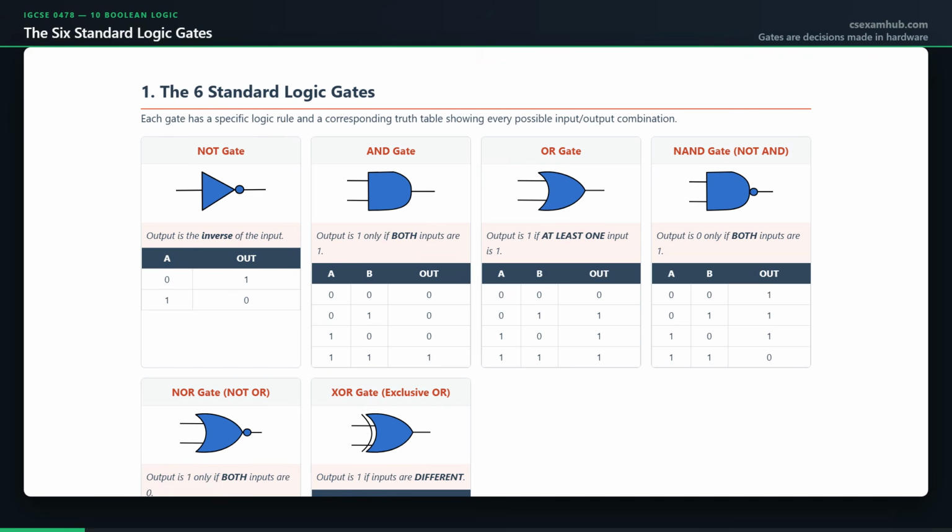That word every matters. If a gate has two inputs, each can be 0 or 1, so there are 2 times 2, which is 4 possible combinations, and the truth table must show all 4. 3 inputs would give 8 rows. The syllabus limits you to a maximum of 3 inputs, so the largest table you will ever build has 8 rows. There are 6 gates to know: NOT, AND, OR, NAND, NOR, and XOR. Let us take them one at a time and reason out each table rather than memorizing it.